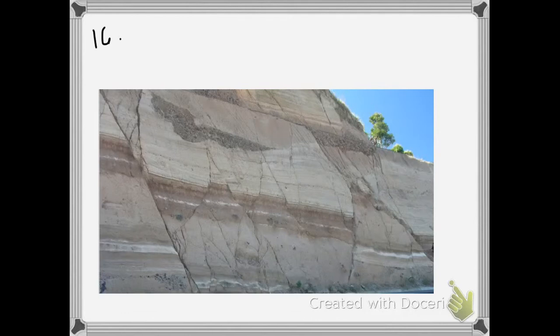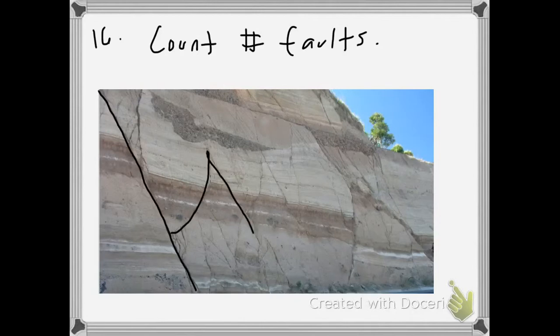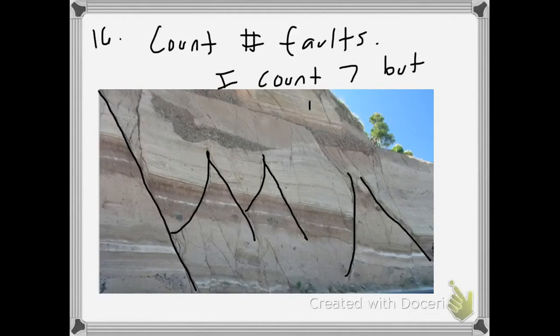Question number 16. This is a real thing in the real world, not taken by me. So your job is to count the number of faults in the picture. Good luck. What I've done is try to draw on all the faults that I can see, and I count 7 of them, but I'm sure there are a lot more in this picture. Some are easier to see than others.